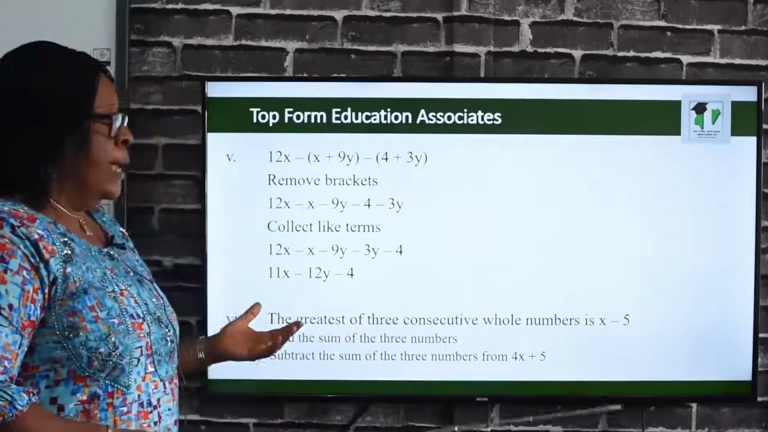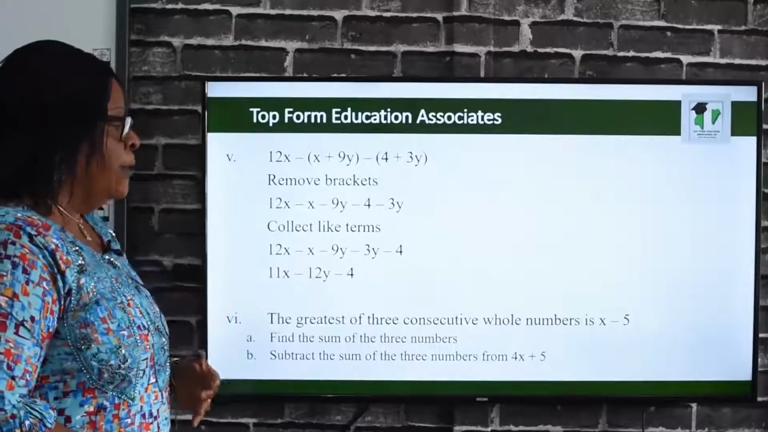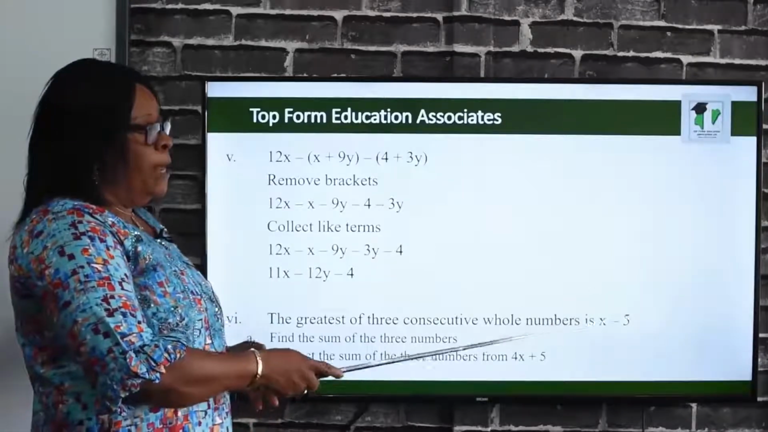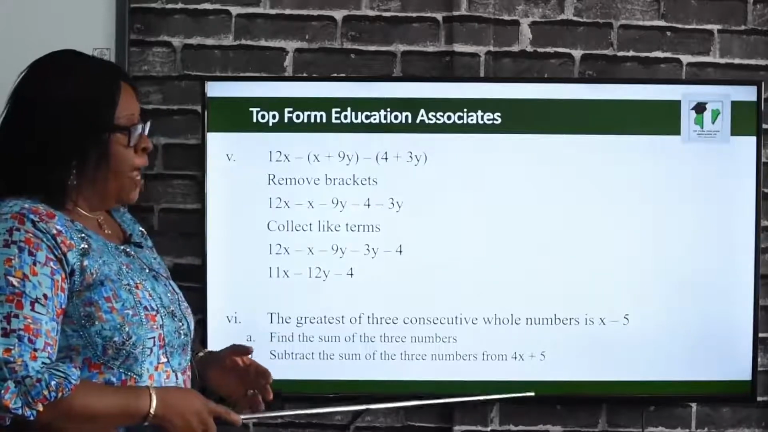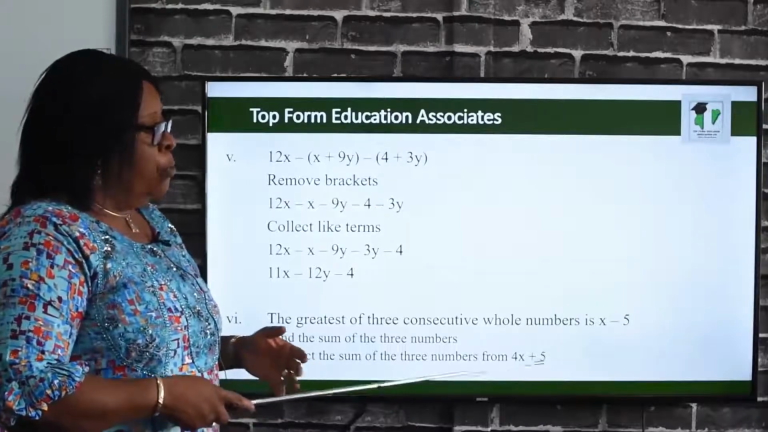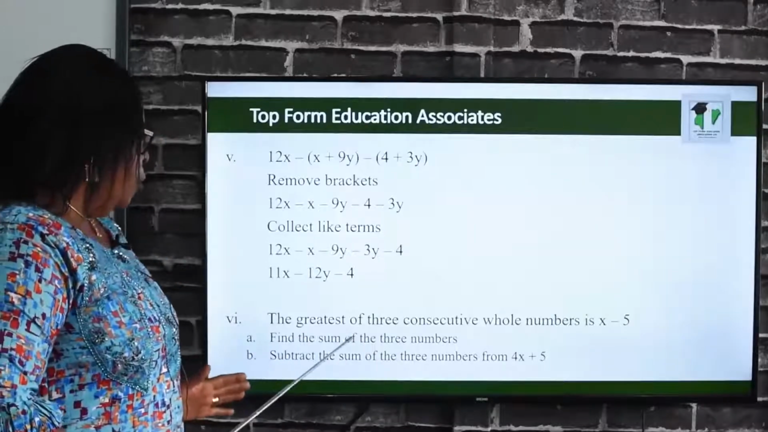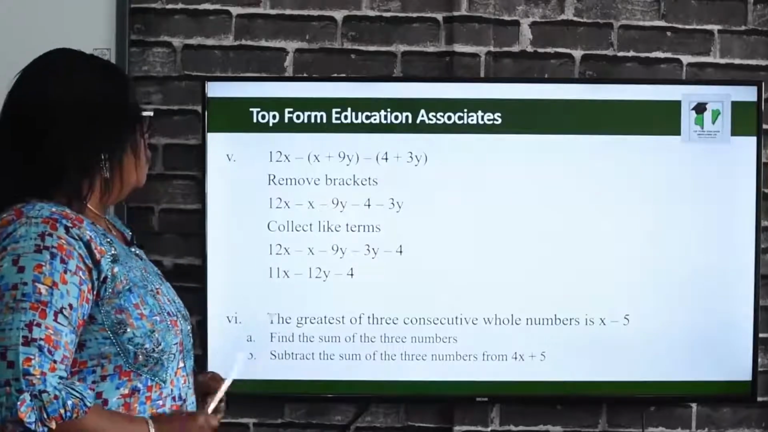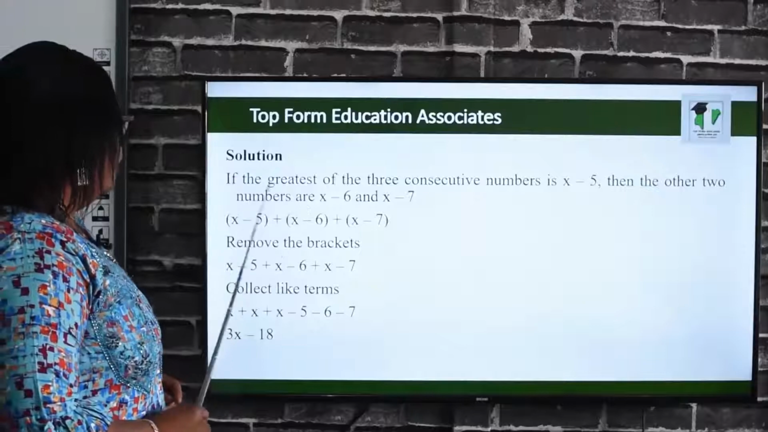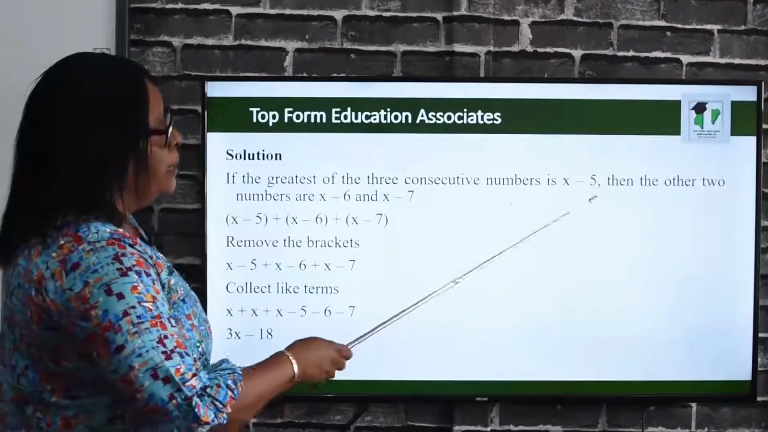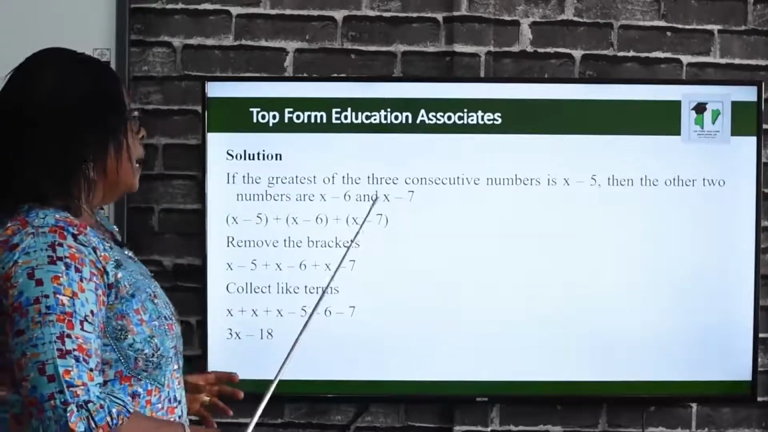What are the other consecutive numbers smaller than x minus 5? That would be x minus 5 minus 1, which is x minus 6. The next one will be x minus 5 minus 2, which is x minus 7. So the question says find the sum of the 3 numbers. So let's find the sum. If the greatest of the 3 consecutive numbers is x minus 5, then the other 2 numbers are x minus 6 and x minus 7.